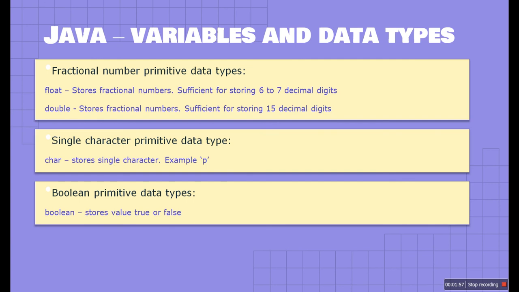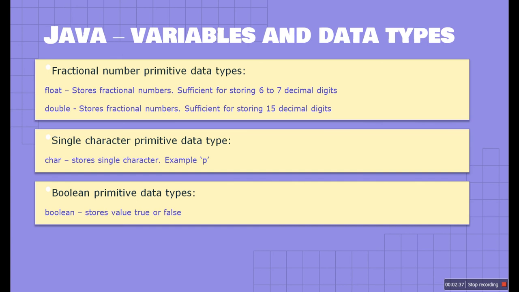This slide has some more data types. For fractional numbers, there are float and double primitive data types. The difference between these two is that float can store 6 or 7 decimal digits. Doubles can store much larger decimal digits. So doubles are preferred for accurate calculations.